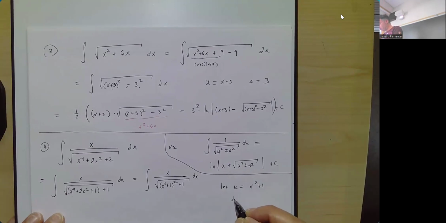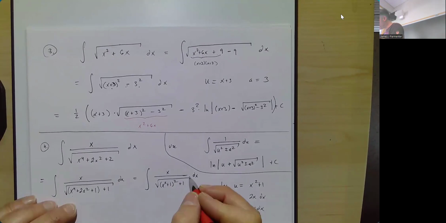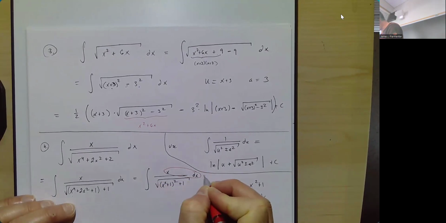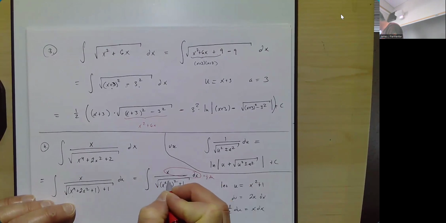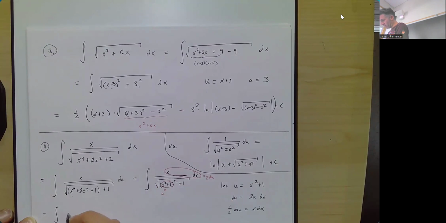And then our du is going to be 2x dx. I have an x dx, so I'm going to multiply both sides by 1/2 to get 1/2 du equal to x dx. Great, I'm on my way. So x dx is equal to 1/2 du, and x squared plus 1 is equal to u. So now I can rewrite this as the integral of 1/2 du on top over the square root of u squared plus 1.